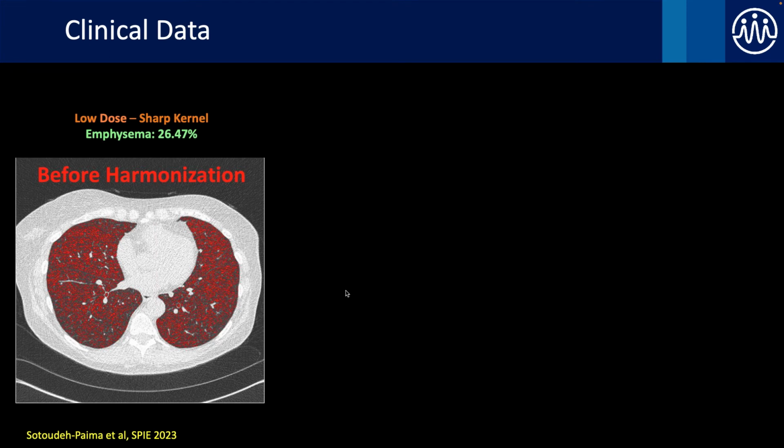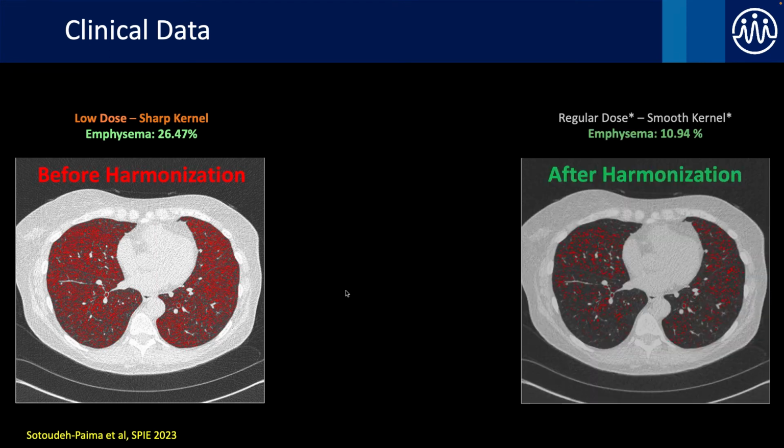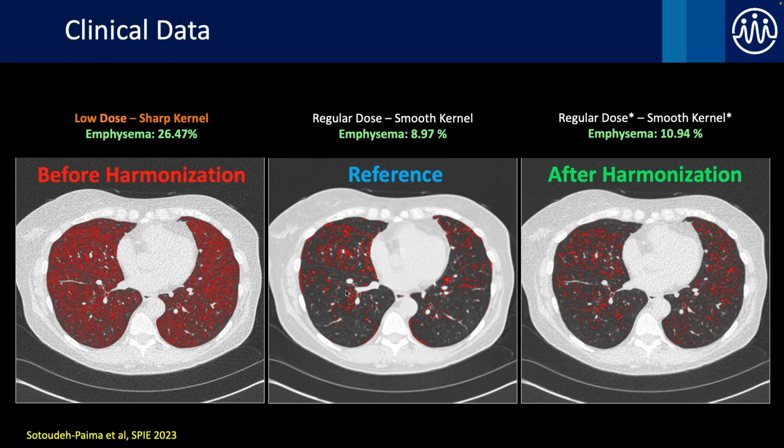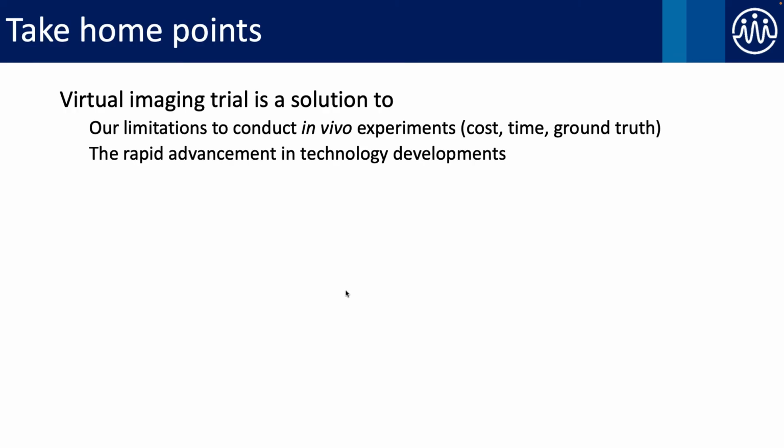So what that means is that for that very case that I showed you after 5 years, which we had the low dose, if we were to harmonize it, we would have seen a 10% magnitude of emphysema, which was very close to the regular dose reference data that we had. That was something that we were able to use for our study, and for our longitudinal study in this case.